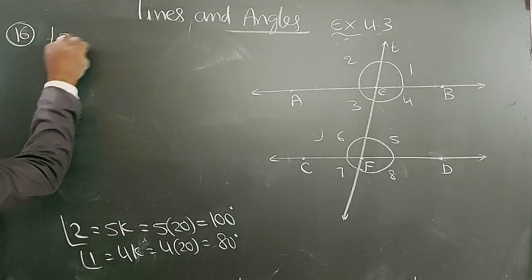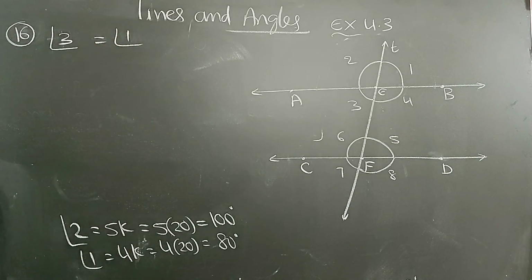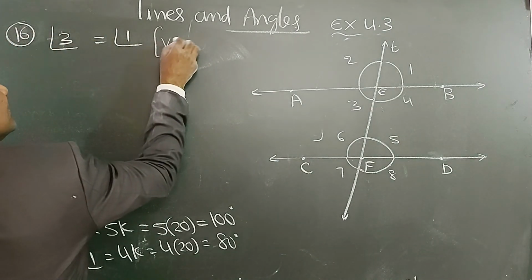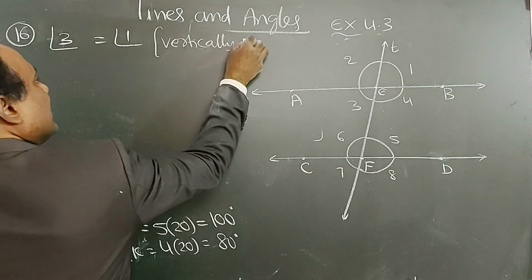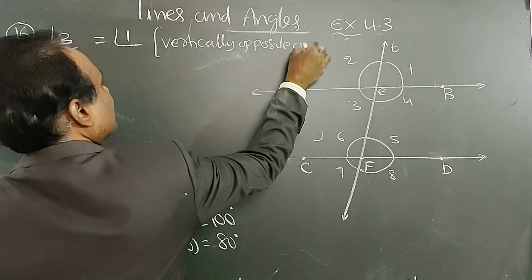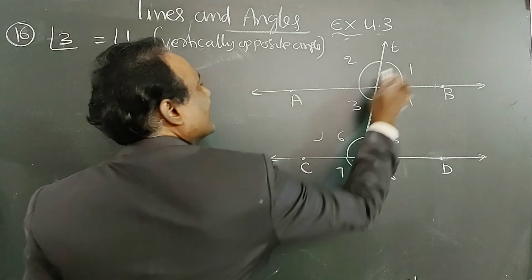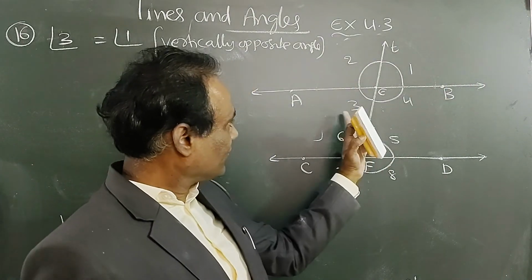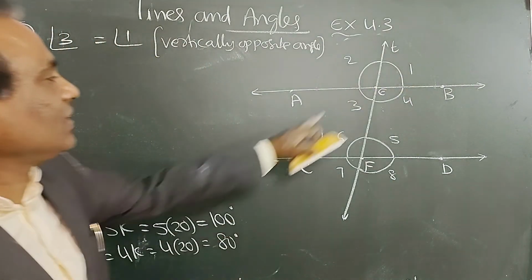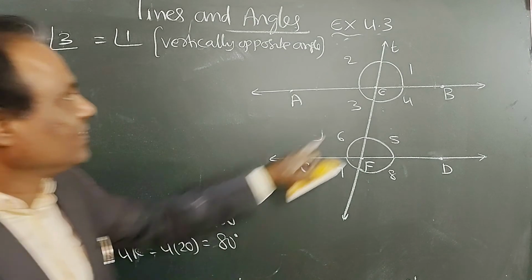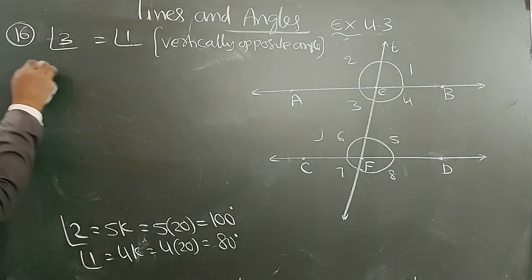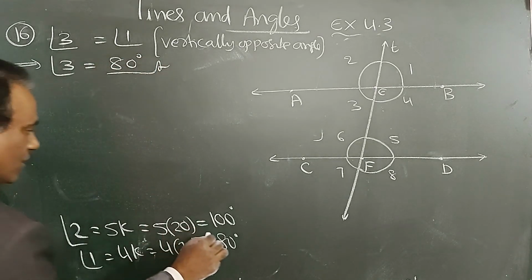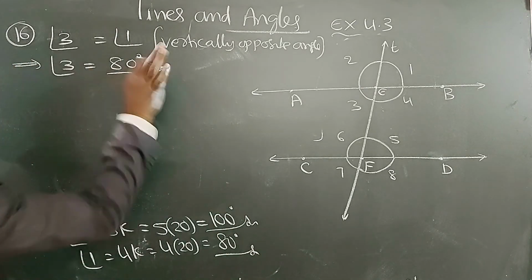Angle 3 is equal to angle 1. The reason is vertically opposite angles. If two lines intersect, the angles on opposite sides are equal. So this angle is 80, this is 80, this is also 80. That implies angle 3 is equal to 80 degrees. So we got angle 2, angle 1, and angle 3.